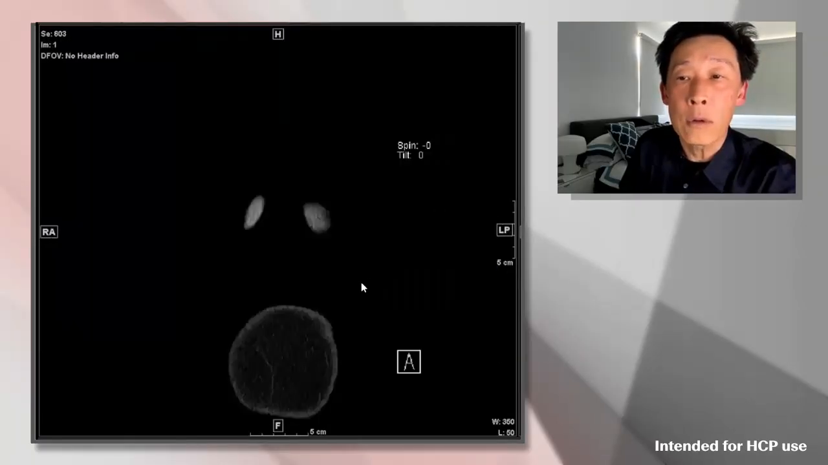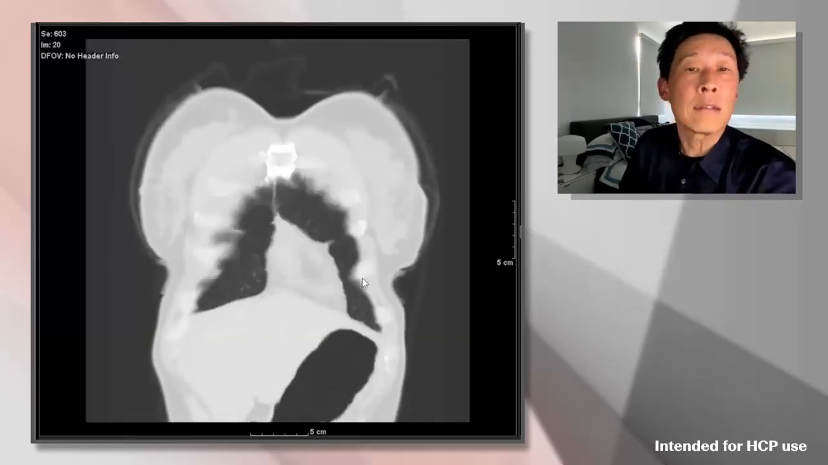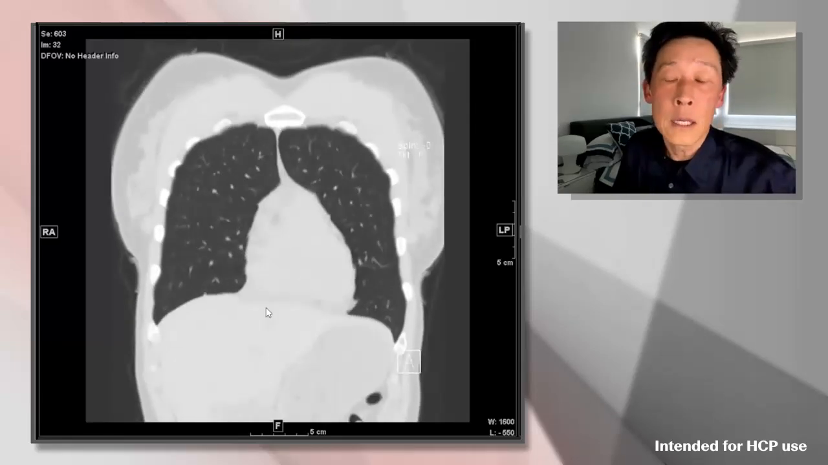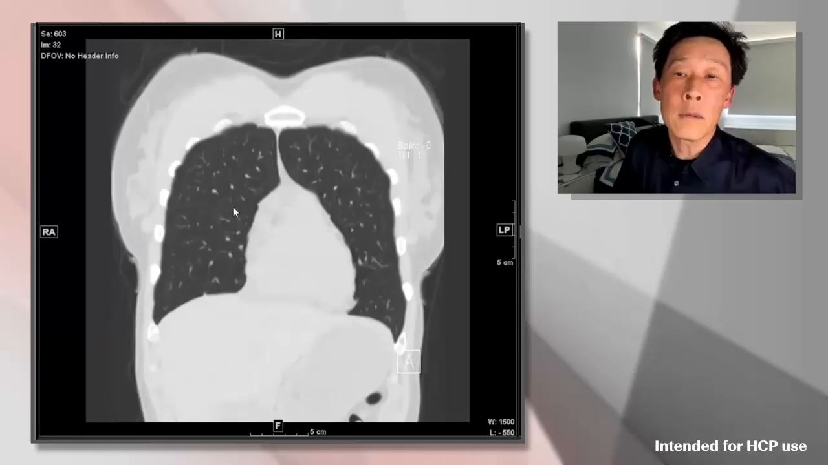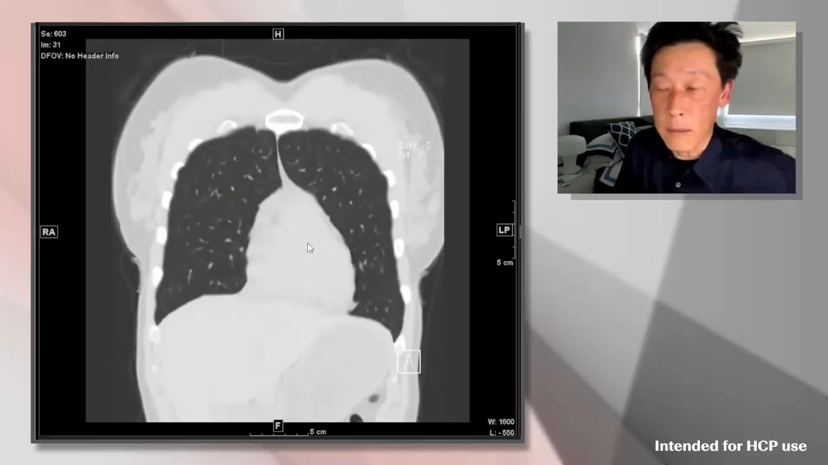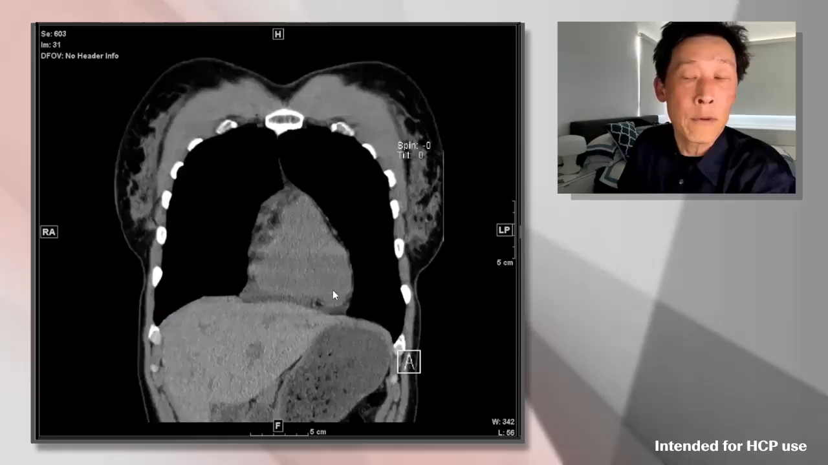Let's look at the coronal images here. This is as if we're looking at the patient from their front and looking into the lungs. As we come into the chest from the anterior aspect, we see the right upper lobe and the right middle lobe. And we see the left upper lobe and lingula, and a little bit of the major fissure and the left lower lobe. Now, if I switch over here to the soft tissue windows, we're seeing the front of the heart here.